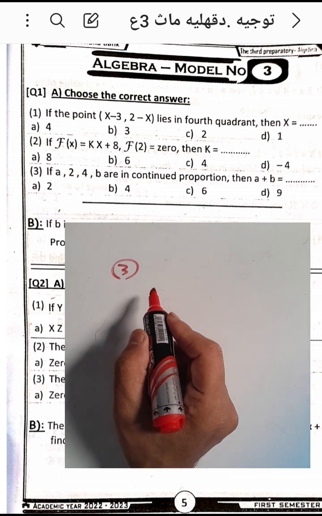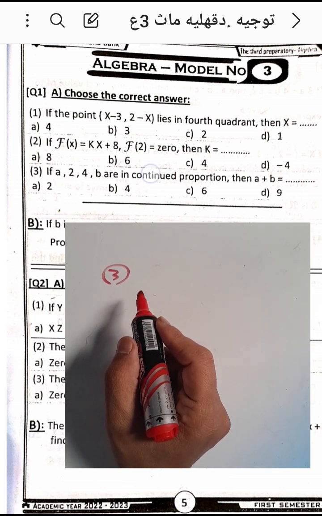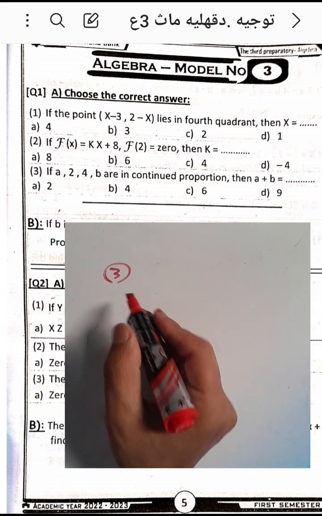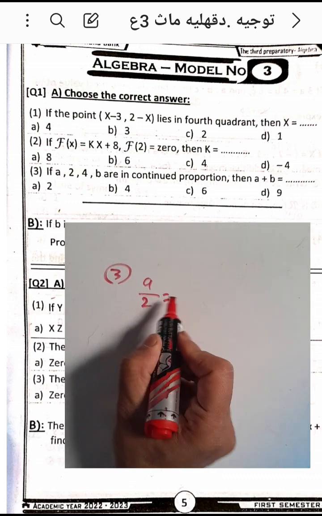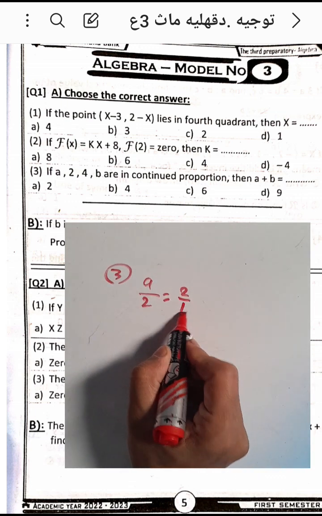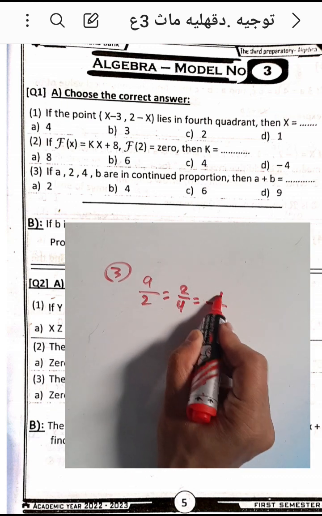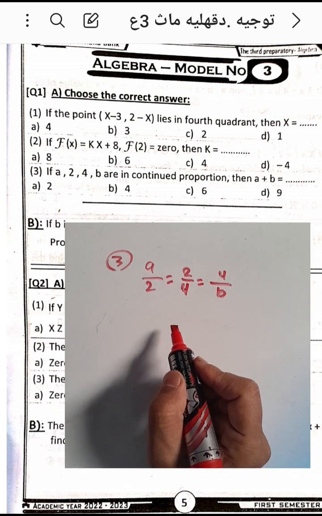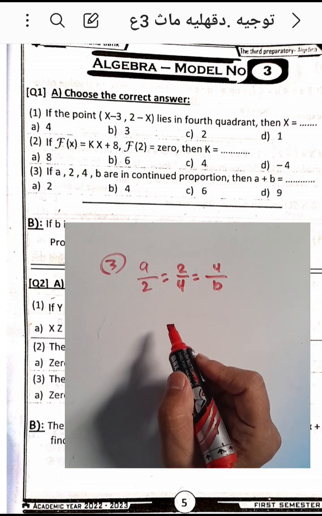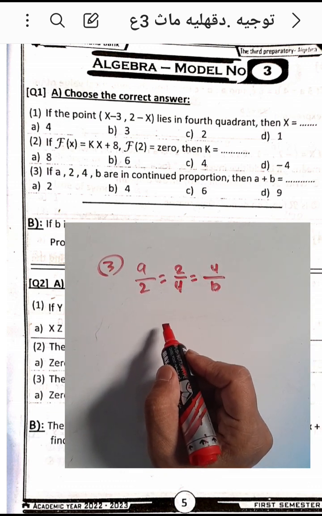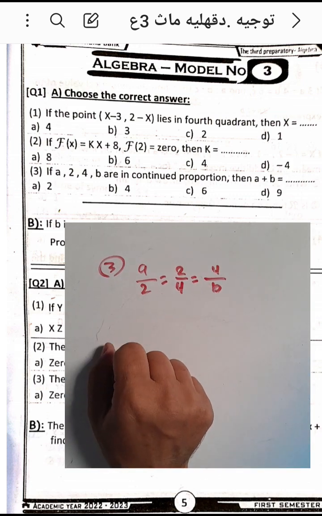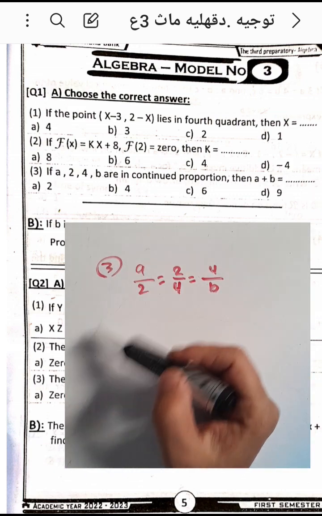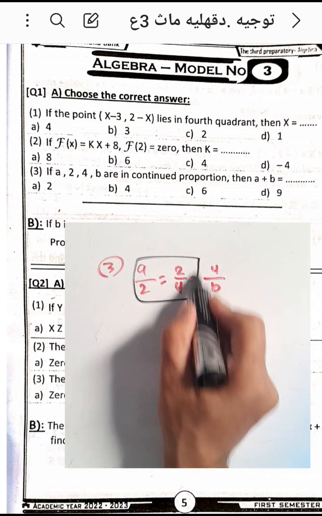Next, question number 3. If A, 2, 4, B are in continued proportion, then A plus B equals what? Continued proportion means A over 2 equals 2 over 4 equals 4 over B. Okay, then we can find the value of A and the value of B and then add them. We can find them using properties: the product of extremes equals the product of means.